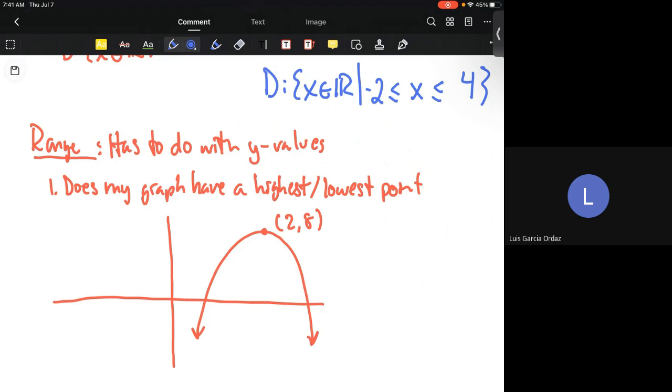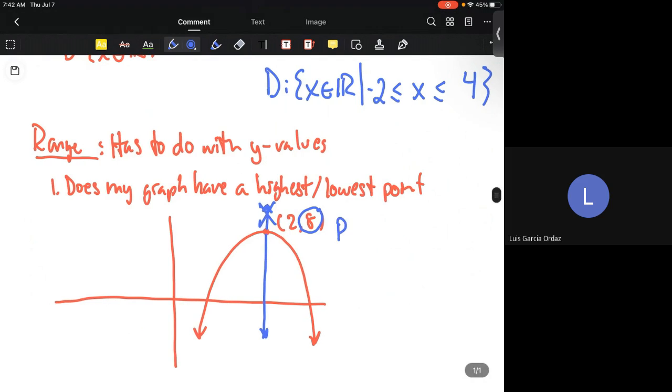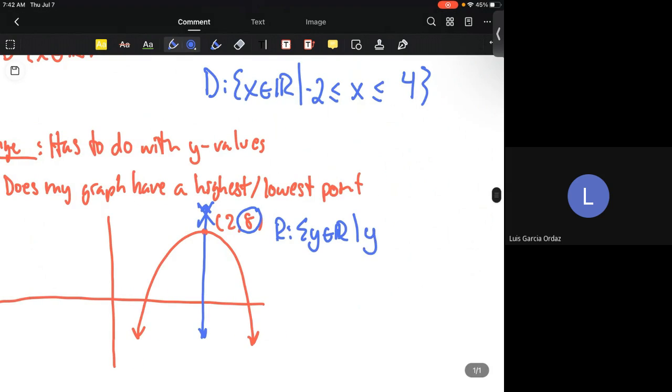In this case, I have a highest point because I cannot go above a certain number. So again, the range has to do with the y values, which in this case is 8, which means 8 is the highest y value that my graph can go to. And as you can notice, I cannot go higher than 8. I can only go lower than 8. So my range would be, again, y is an element of the real numbers. So my restriction is that my y values have to be less than or equal to that value of 8.